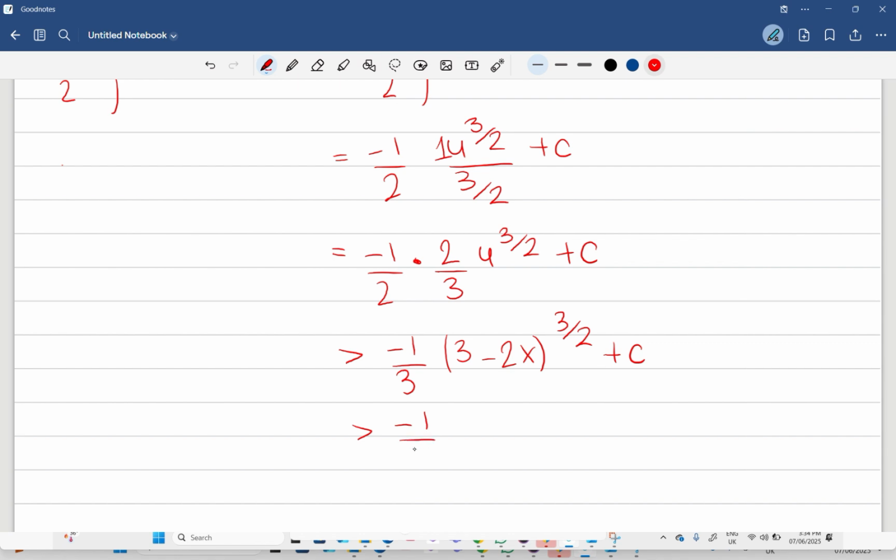Or I can do negative 1 over 3 into 3, to the radical. Now we know this is up is the power inside, 3 minus 2x all cubed and to the second root plus c. And this would be my final answer.